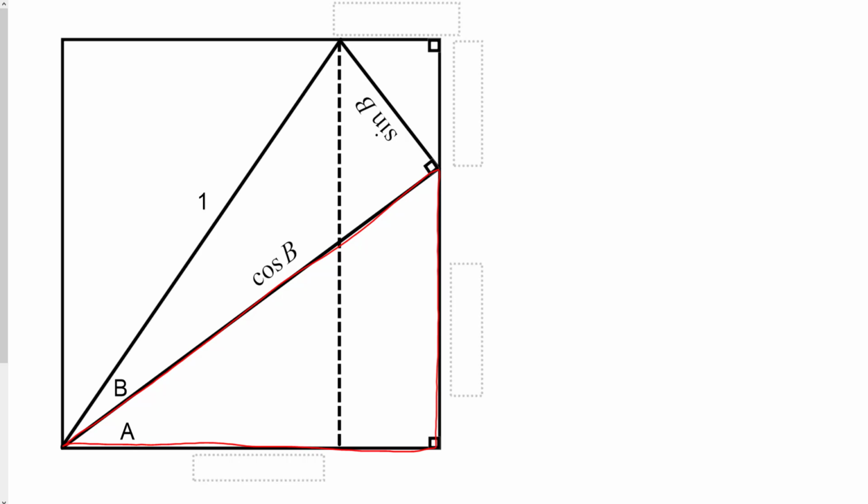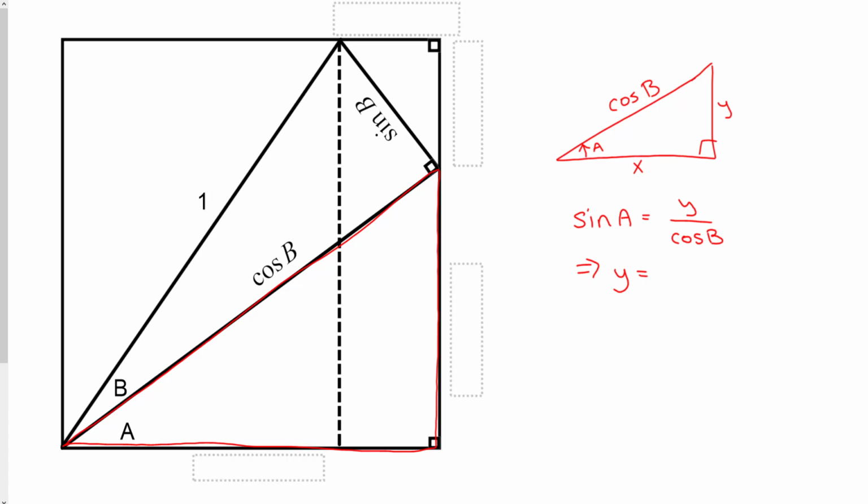We can say a couple of things. First off, we know that triangle is a right triangle. This is angle A, and this length is cosine of B. So we can just try and find out what x and y are based off of that, in the same way that we just did the other triangle. So we can say, for instance, sine A is the opposite side over the hypotenuse. So that means y is equal to sine A cosine B.